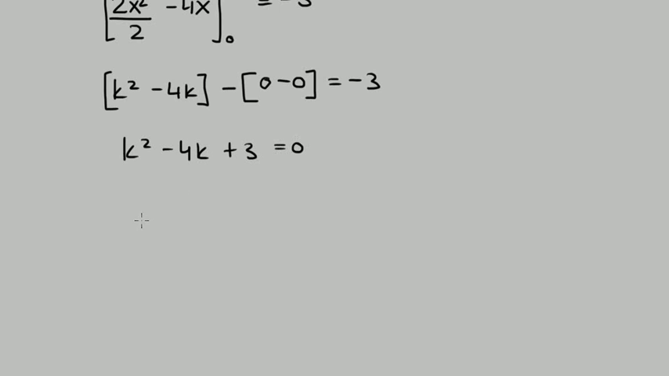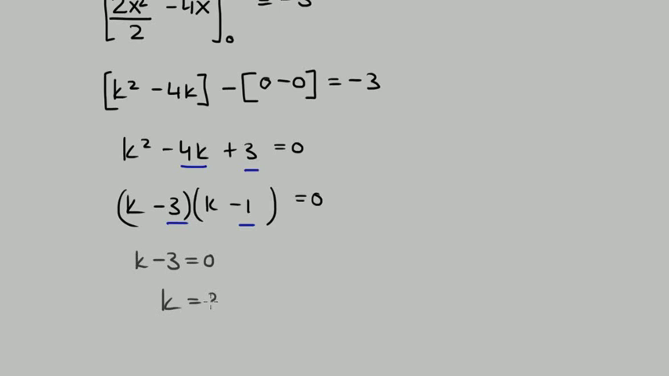So we have a quadratic equation. We need to factorize: k and k, minus 3 and minus 1, because they need to multiply to give plus 3. And when we check the inside two and the outside two, or when we multiply the brackets, we need to get a minus 4k. So we know we're correct. We let both brackets be equal to 0. So we get k is equal to 3 and k is equal to 1.